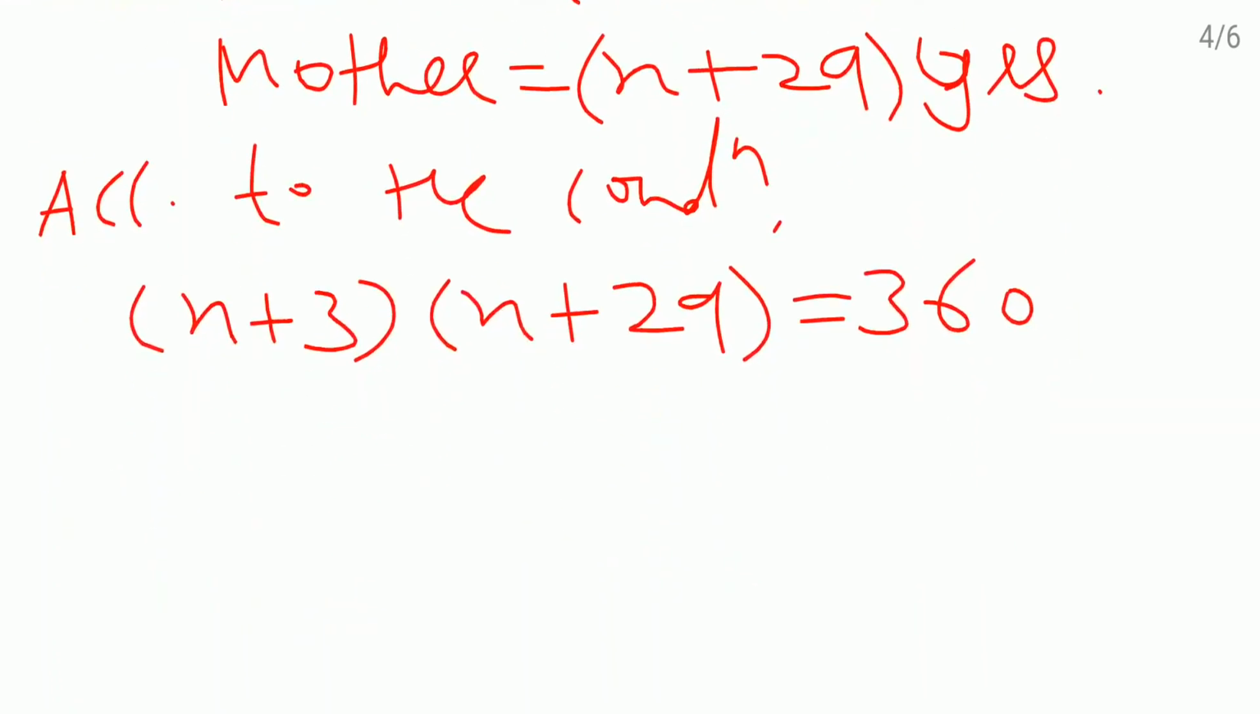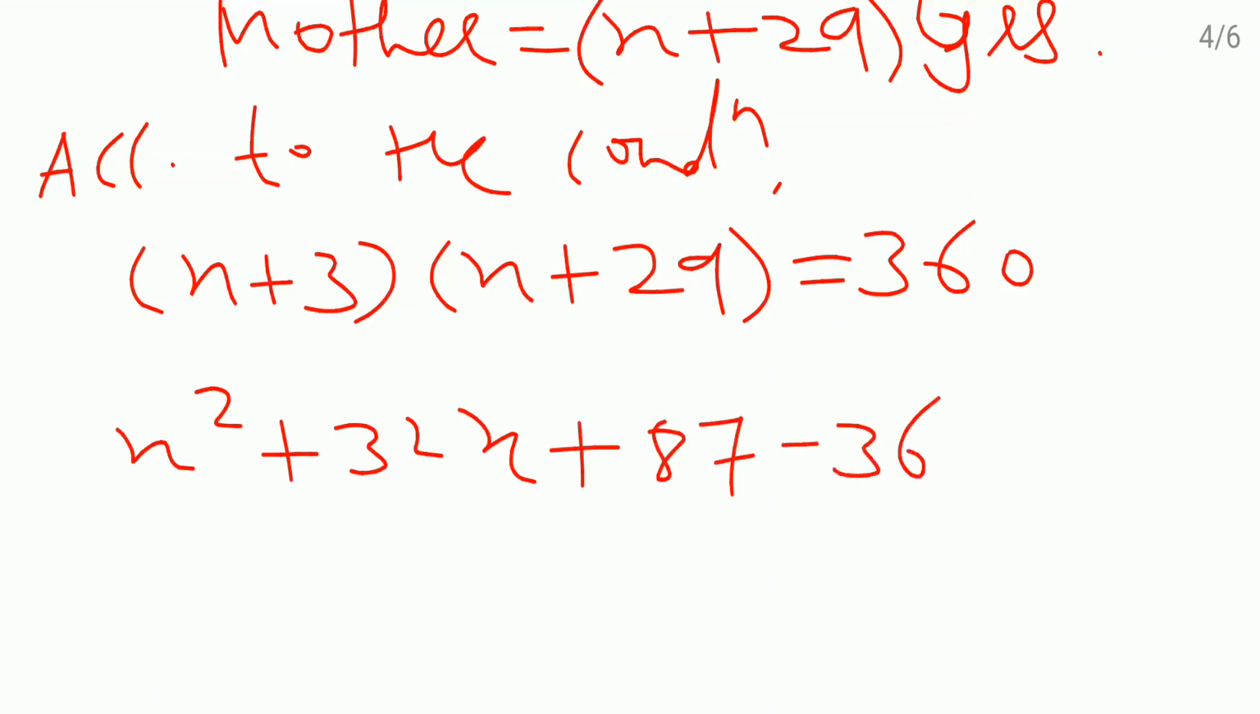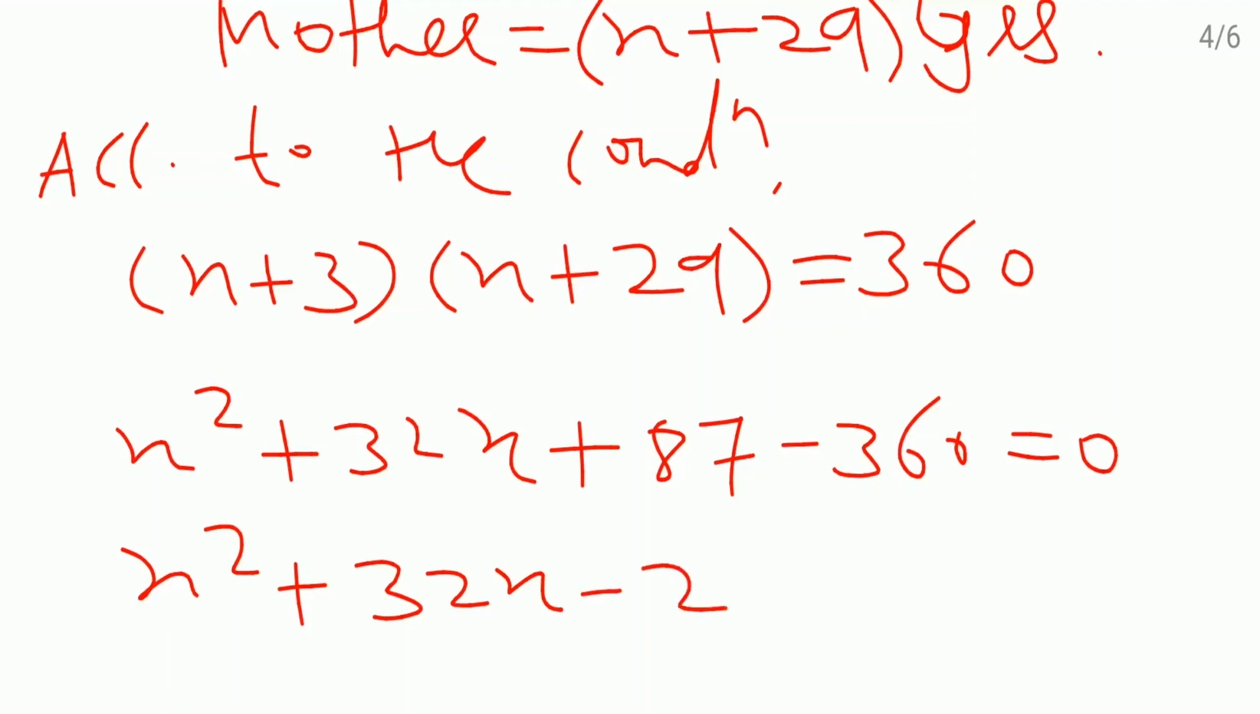Now we'll multiply both the brackets here. So here x square plus 3 and 29, it became 32x, and product of 3 and 29, it became 87. Is it? 87, correct. Minus 360 came this side, which is equal to 0. So here x square plus 32x, and subtraction of these two numbers comes as minus 273. This is the required quadratic equation for the given situation, right? Now come to the next one.